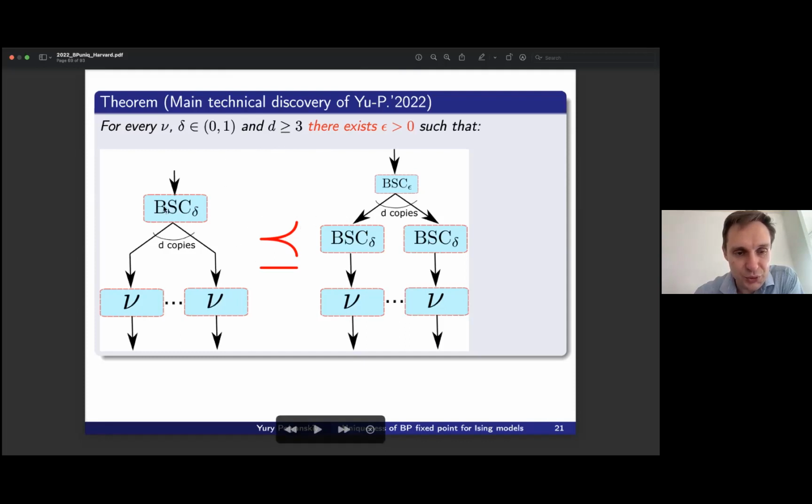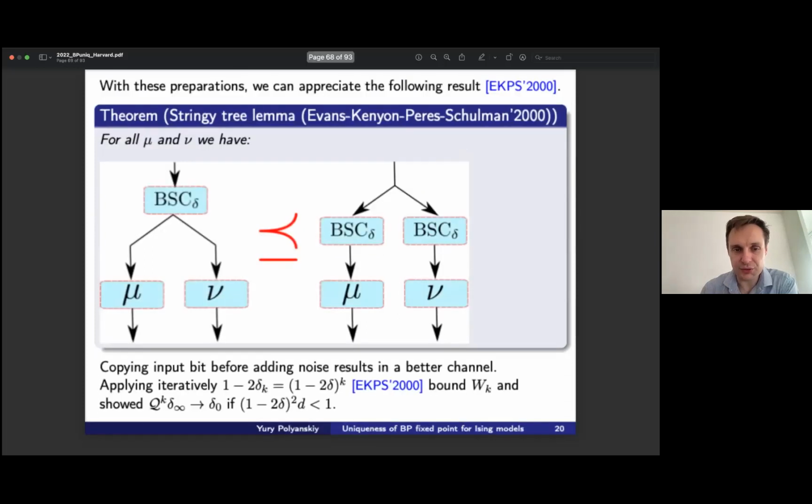What we noticed is the following. If you apply the previous lemma iteratively, D times, you can prove that this communication channel can be upper bounded by the version without this BSC epsilon. You start with a bit, you copy it D times, and then you apply noise D times. So this is just a one-line application of this lemma of ETPS.